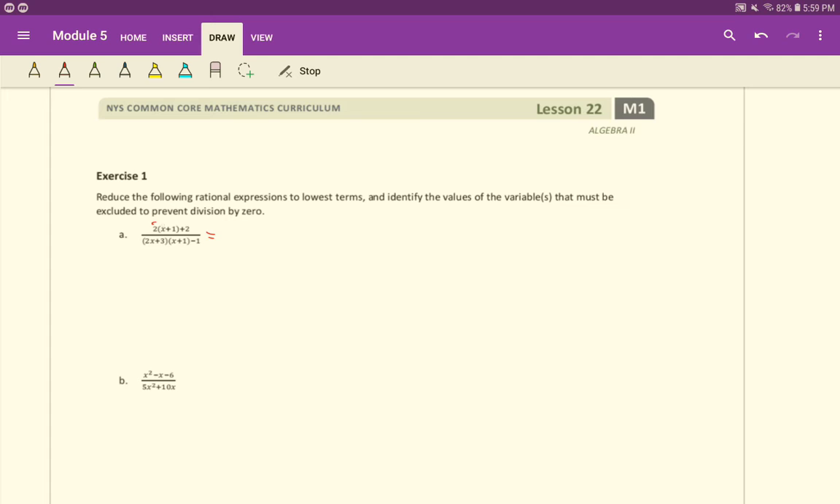We have to expand this out. So we'll distribute the 2. So we'll get 2x plus 2 plus 2 over, we'll have to FOIL this out here. So it'll be 2x times x, 2x squared, 2x times 1, 2x, 3 times x, 3x, 3 times 1, 3, and then the minus 1 as well. Now we combine in the numerator 2x plus 4 over 2x squared plus 5x plus 2, after we combine our like terms there.